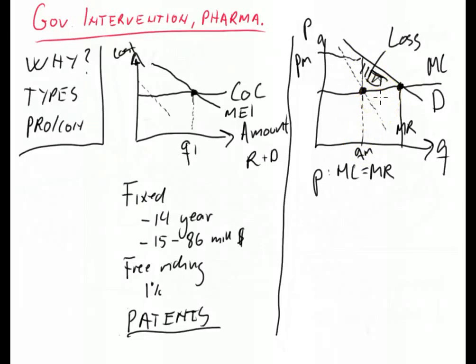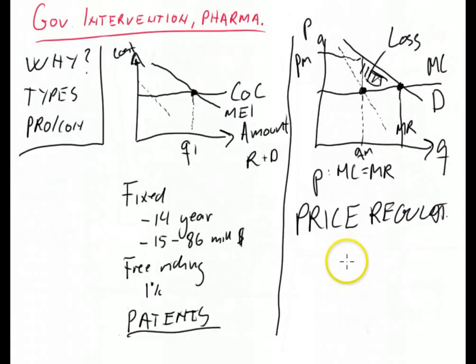Well, you introduce new regulation. You have price regulation. For example, in some countries they have regulations saying that the price of a pharmaceutical should not be higher than a certain percentage of the lowest price in some other countries. That's called a reference pricing system.